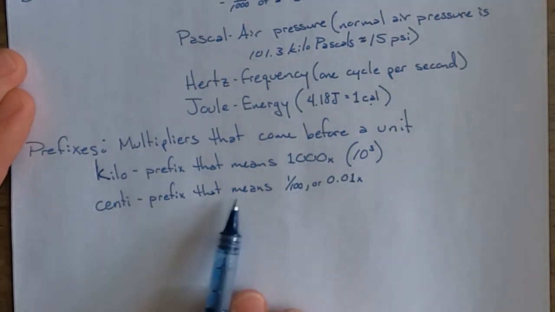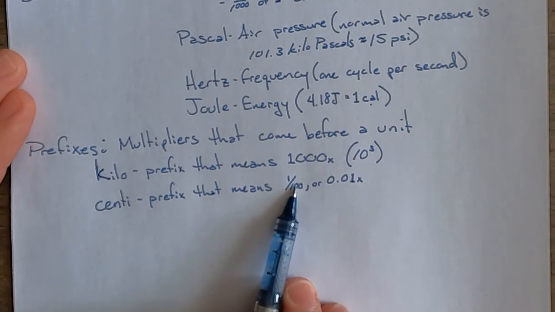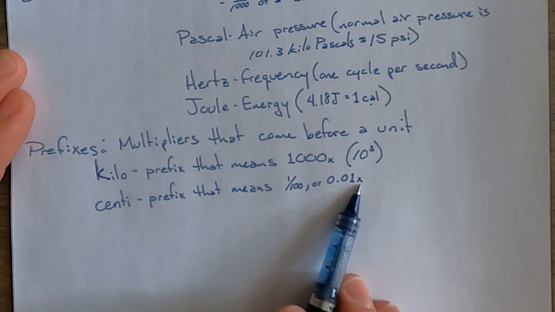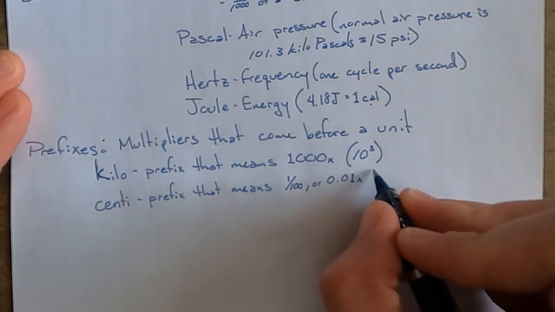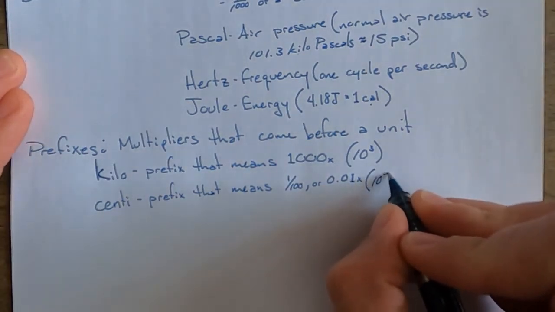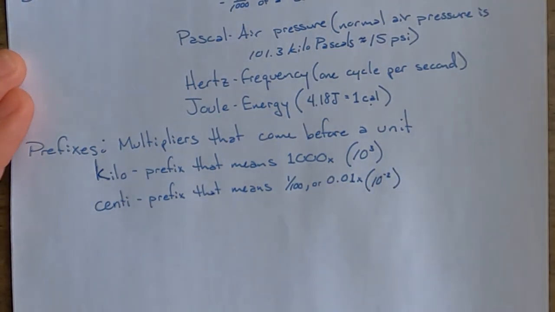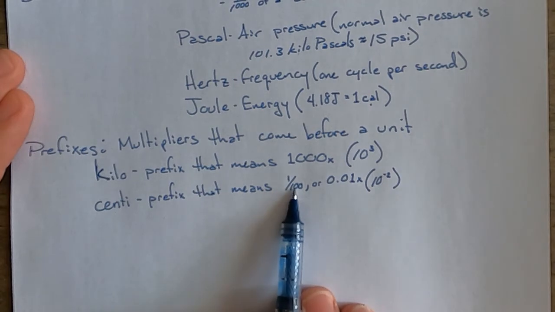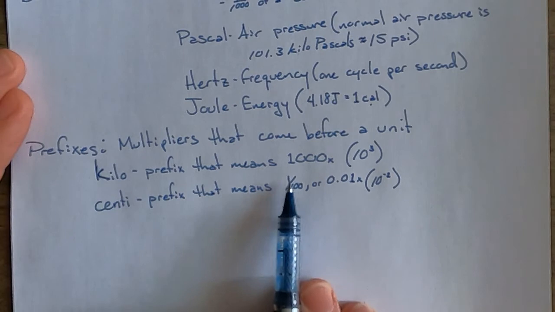Centi is a prefix that means that it's 1/100th of whatever you're speaking about, or 0.01 times that. That would be 10 to the negative second power. And so for instance, 1 centimeter is 1/100th of a meter. 1 centigram is 1/100th of a gram.